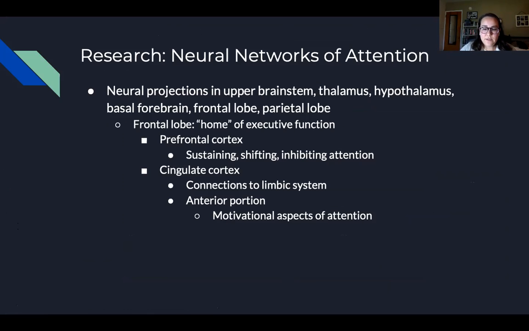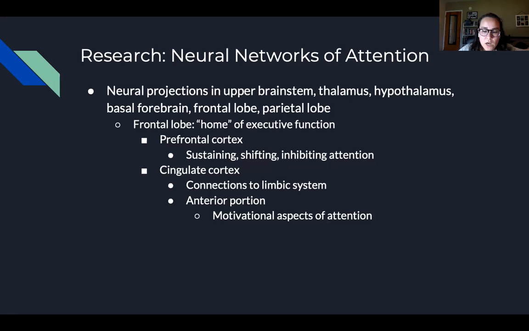And so, like I said, there are these widespread projections throughout the brain, and they involve a number of regions. So the upper brainstem, the thalamus, the hypothalamus, the basal forebrain, and the frontal and parietal lobes, which, as you might remember, the frontal is straightforward. It's right here in the front. The parietal are the lobes that are more towards the top of the brain. And so I don't want you to get bogged down in, oh, okay, the upper brainstem is involved in attention in comparison to the lower brainstem. But again, I just point this out to show there are a lot of different areas involved in attention.